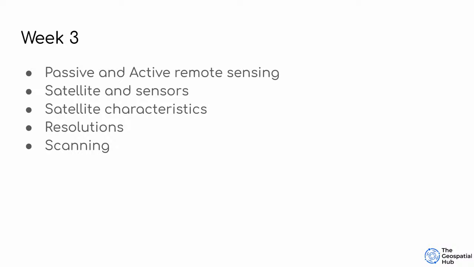Alright, so for week three, we'll be talking about the types of remote sensing, that is the active and passive. We'll be talking about satellites and sensors. We'll be talking about satellite characteristics. Talking about 4 different types of resolution. Then we'll be talking about scanning, and we'll also be showing some video demonstration to help us understand better.